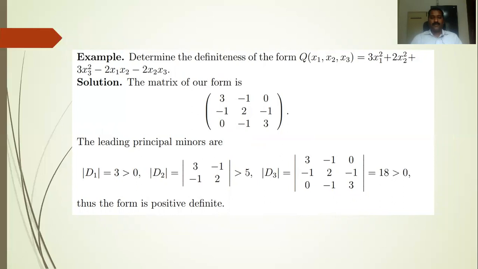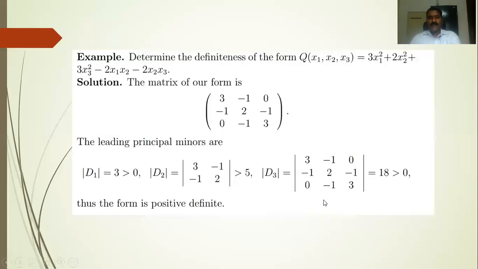Now, there's another example here. Another way of sensing whether it's positive definite or negative definite is to find the leading determinants. The leading determinant D1, I mean determinant 1, is the determinant of this entry, which is 3, greater than 0. The determinant of 3, -1, -1, 2 is 5, greater than 0. Similarly, the other leading determinant is 18, greater than 0. All of them are greater than 0, so it's positive definite.